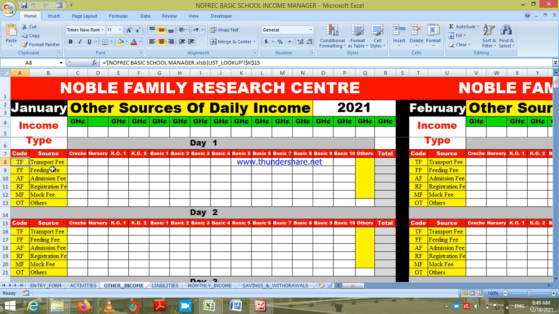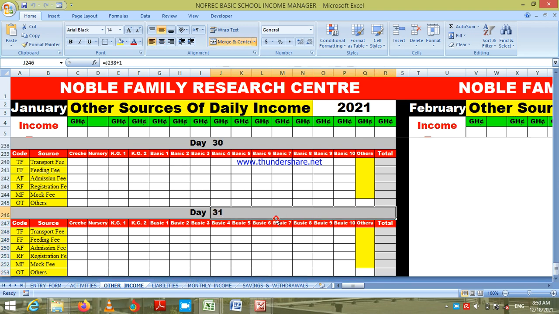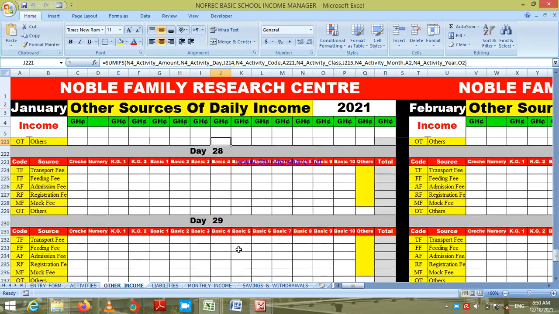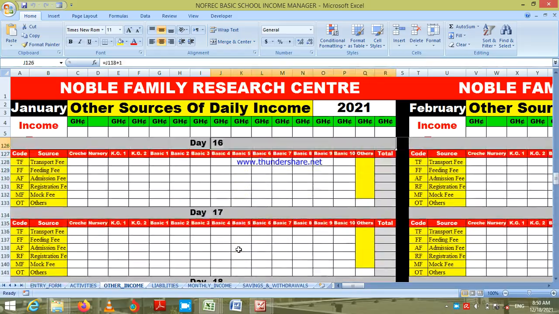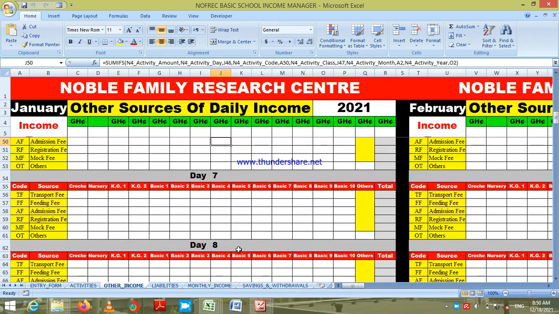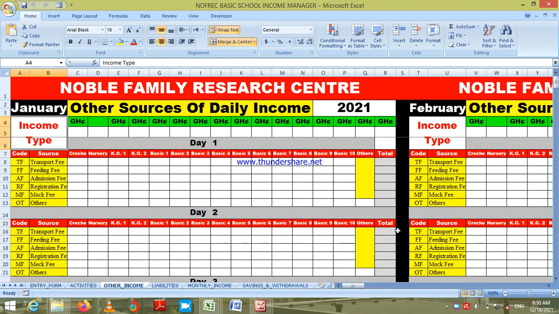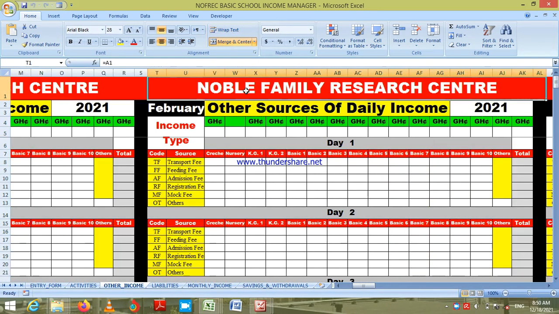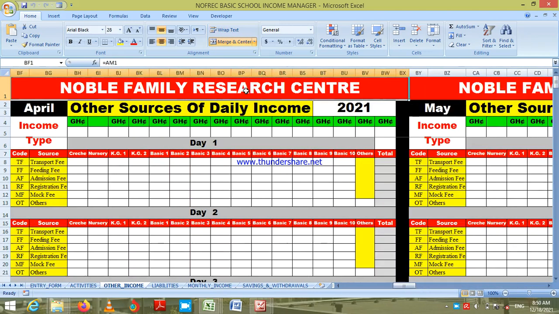because we realize that some schools do not charge, for example, transport fee per term, rather they charge on a daily basis. So on a daily basis, this is day 1 of January, day 2, in that order till we get to the last day of the month, which is 31st of January. And it's the same for the rest of the months for the whole year. You scroll with the right arrow to see the other months. So the left and right arrows are useful here.